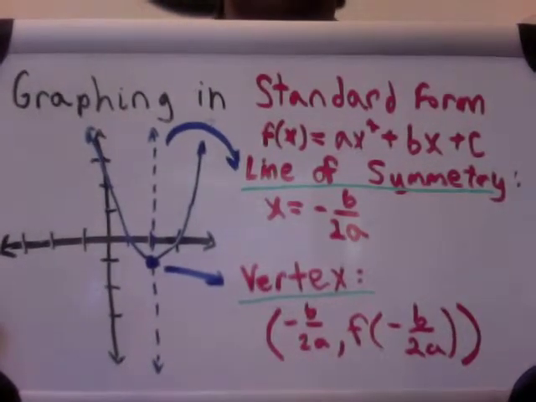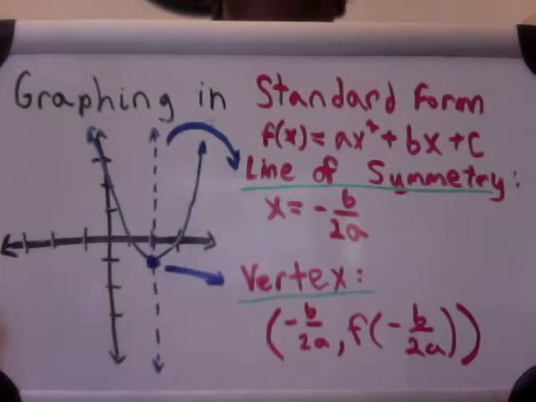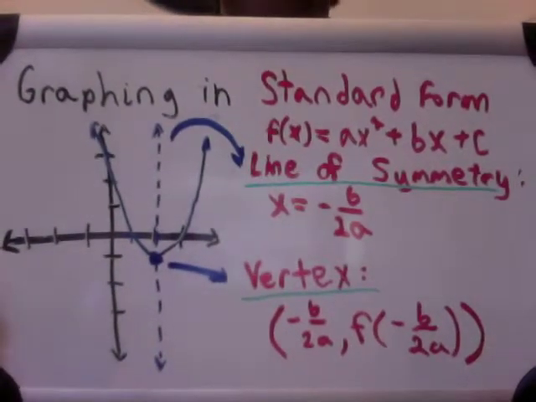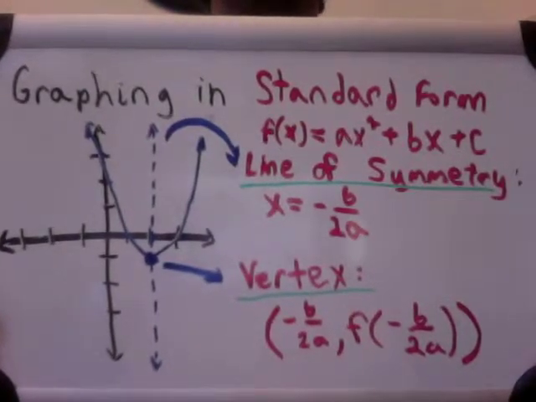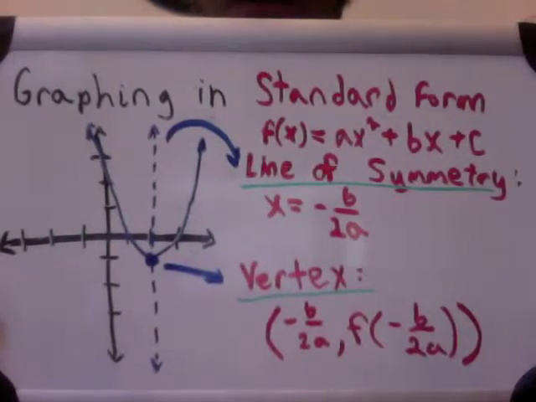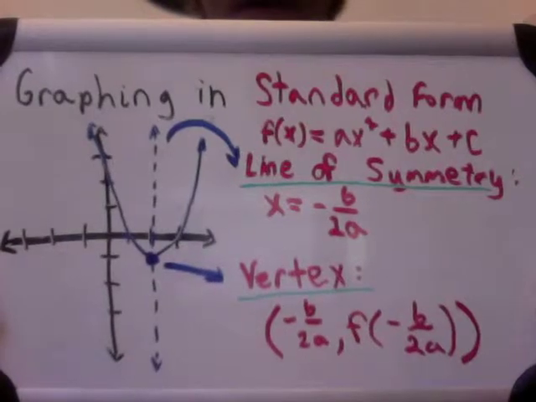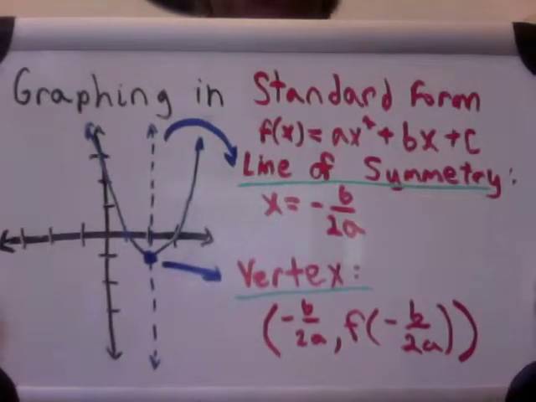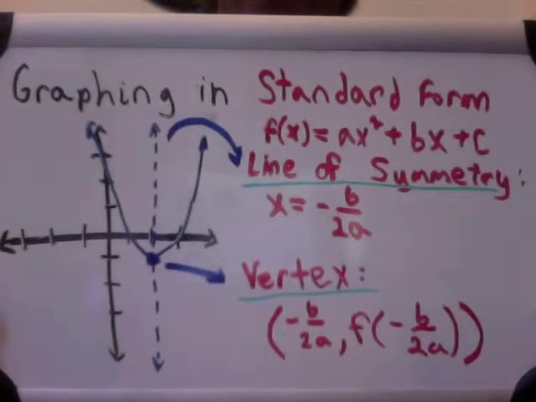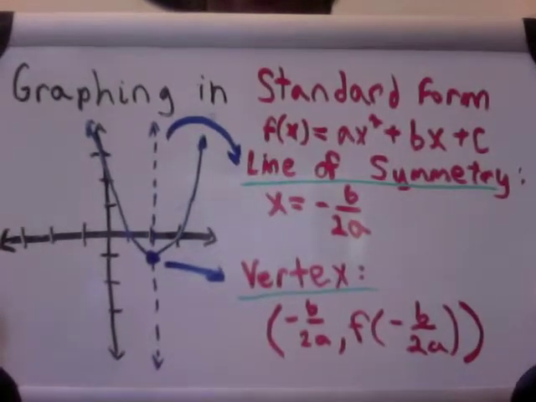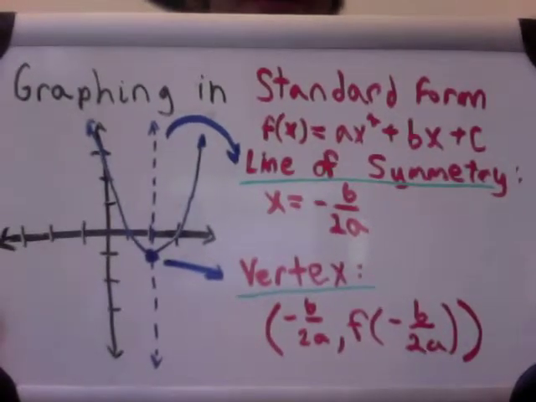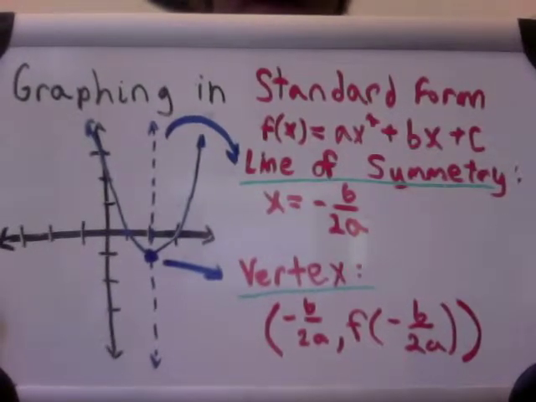With the standard form, we have ax squared plus bx plus c. And we can use these a, b, and c to find different values on the graph. For example, the line of symmetry. X equals negative b over 2a is the equation for the line of symmetry. As we can see from the graph, the parabola looks like it is symmetric on both sides of the line.